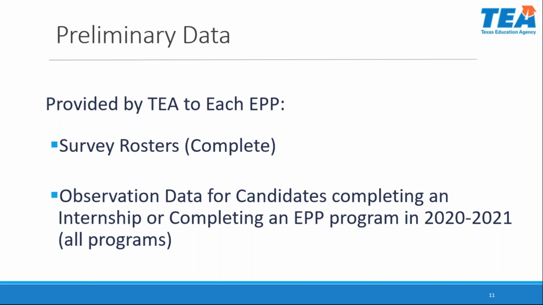To assist you with reconciling your data, TEA has prepared various data sets. You recently received principal and teacher survey rosters that you could use to verify and request exceptions to the survey data set. Roster verification is now complete. Next, you can expect to see preliminary data sets of observation data delivered by secure email to your legal authority or primary point of contact and to the certification officer or designated ASEP reporting staff by September 3rd, 2021. EPPs can easily generate an admission report to verify their own admission data, so TEA will not send those data sets.